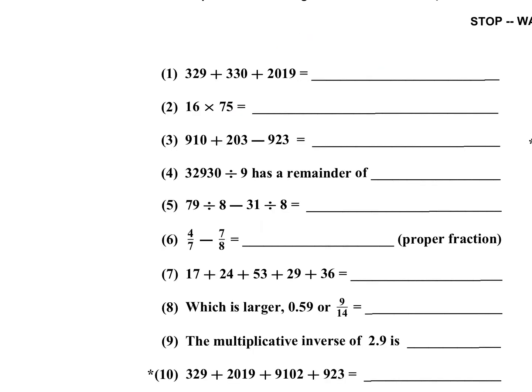For number 1, it's an addition problem, 329 plus 330 plus 2019. What I would do is add 29 plus 30, that's 59. 59 plus 19, that would be 78. And then you add your hundreds. 3 plus 3, that's 6, plus the 20, that's 2600. So the answer is 2678.